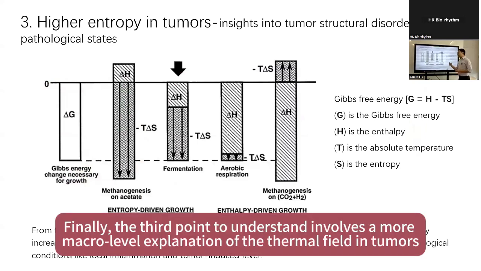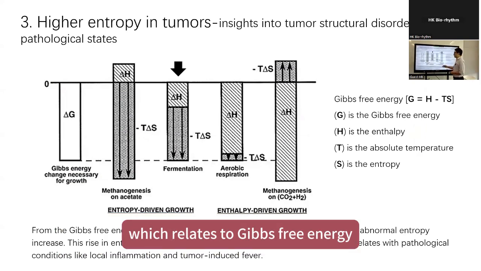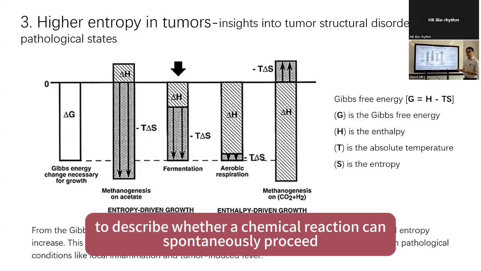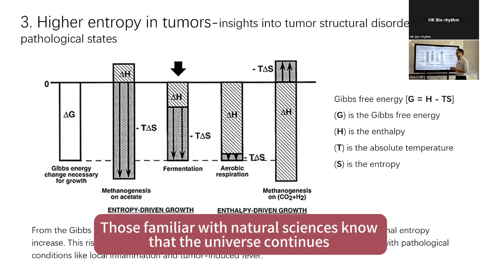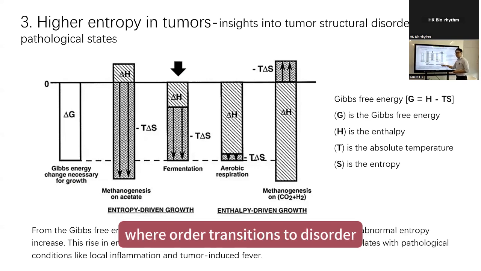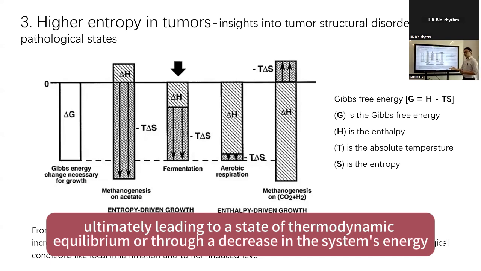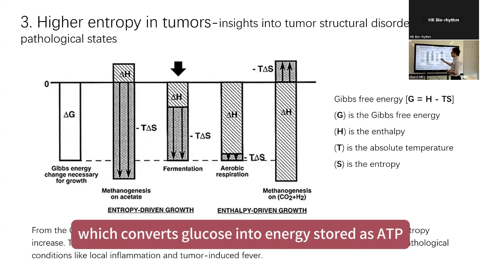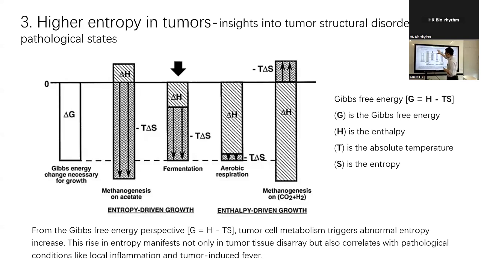Finally, the third point to understand involves a more macro-level explanation of the thermal field in tumors, which relates to Gibbs free energy. The theory of Gibbs free energy was initially proposed to describe whether a chemical reaction can spontaneously proceed. Those familiar with natural sciences know that the universe continues to develop either through an increase in entropy, where order transitions to disorder, ultimately leading to a state of thermodynamic equilibrium, or through a decrease in the system's energy, releasing heat in processes like aerobic respiration, which converts glucose into energy stored as ATP.